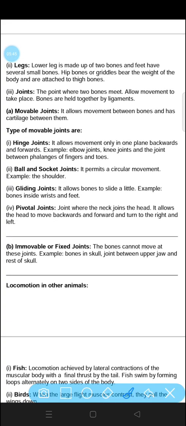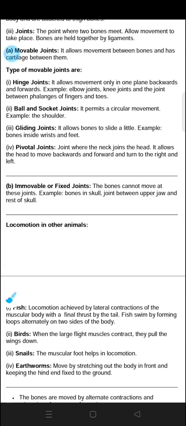Now, the first one is movable joints. It allows movement between bones and has cartilage between them. A movable joint has movement between bones and they also contain cartilage.